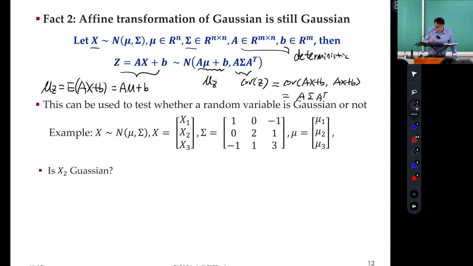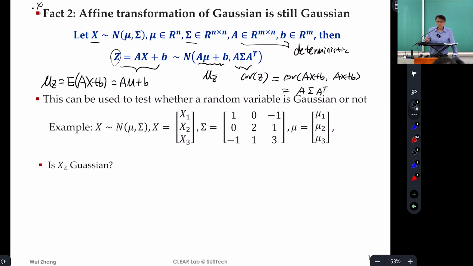But this doesn't tell me anything about the distribution, the PDF of Z. It only tells me the mean and covariance. The fact is that this Z will always be Gaussian. That's a fact. If you want to check that, you need to find the density function of Z, and you will realize it is a Gaussian. This can be used to test whether a random variable is Gaussian or not.